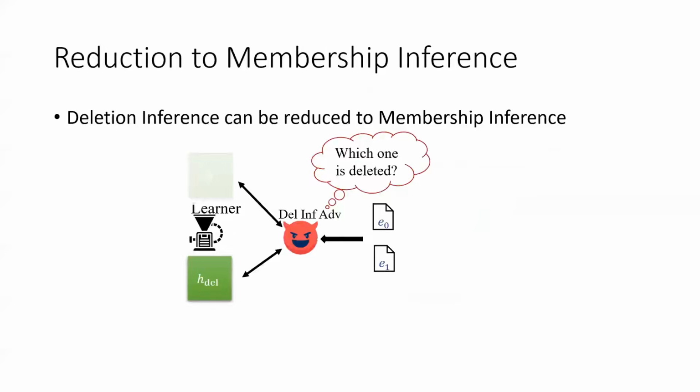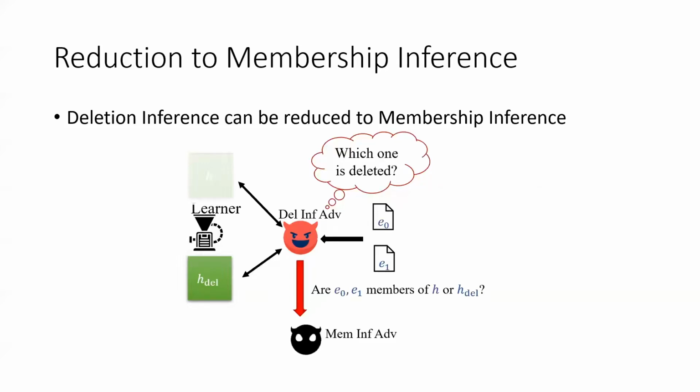Now, before introducing our attack, we first see one possible attack, which is reducing the problem to membership inference. Membership inference is the type of privacy attack that returns whether an input is part of the dataset or not. If we have a membership inference adversary that always succeeds, we can then use it to get the membership of the two examples on the two models, and then decide which example is deleted. It is because the deleted example loses its membership after deletion. Because of this reduction, an inference attack is only interesting when it can beat this reduction.